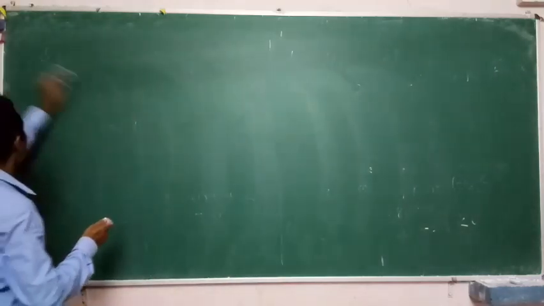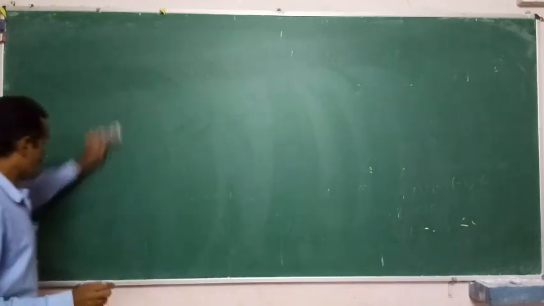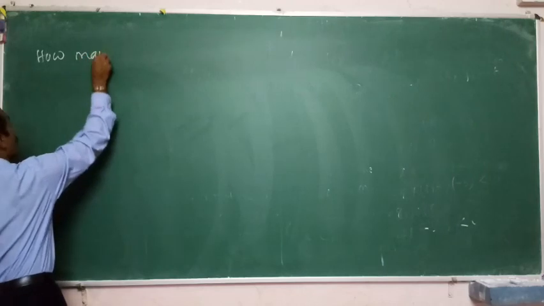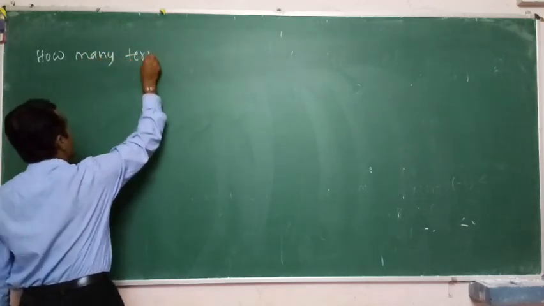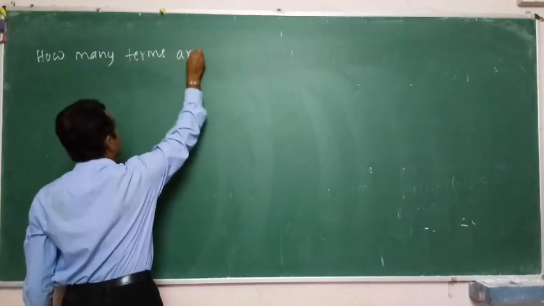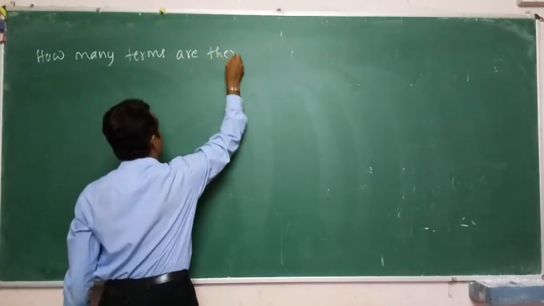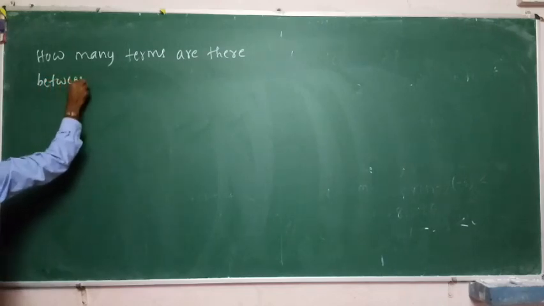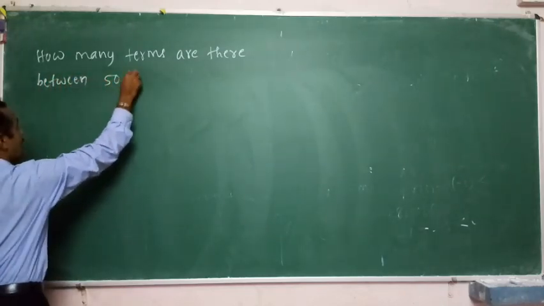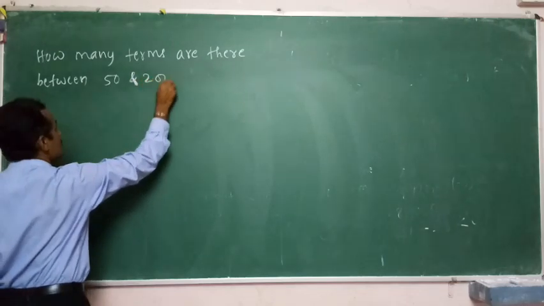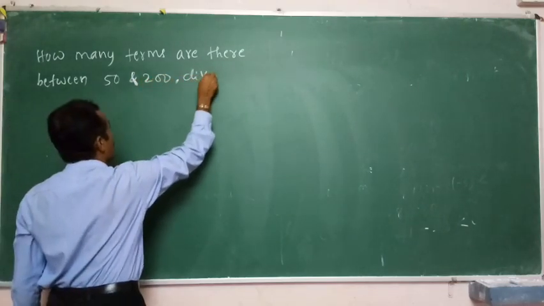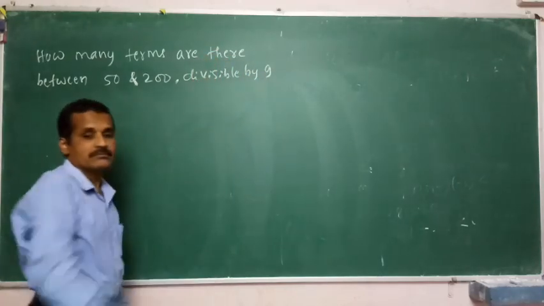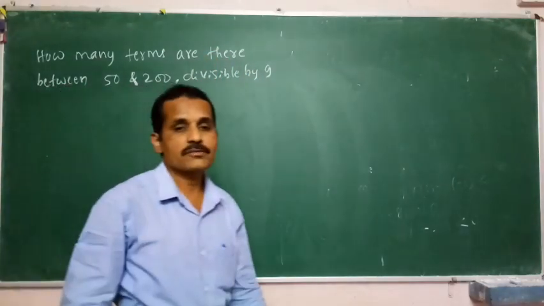Okay, let me go for one more problem. How many terms are there between 50 and 200 divisible by 9? This is one question.